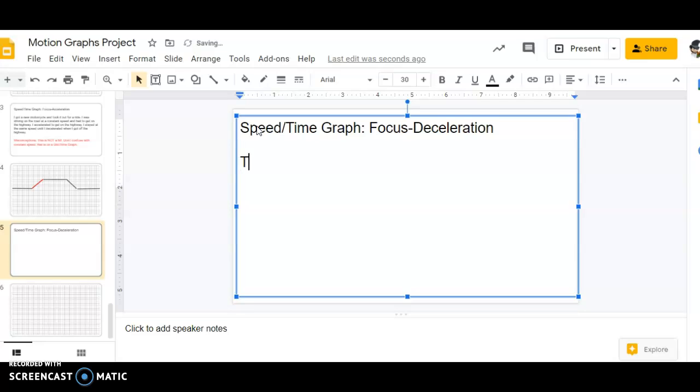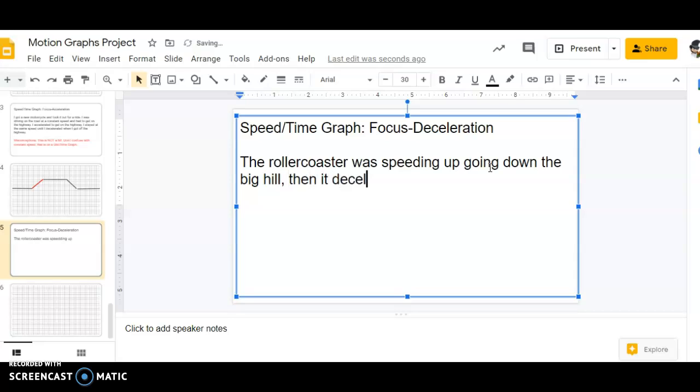Let's see. I wish this was true. I was at Carowinds and the roller coaster was speeding up. Wow, did I completely just misspell some stuff there. Speeding up, going down the big hill. Then it decelerated when it had to climb the next hill.